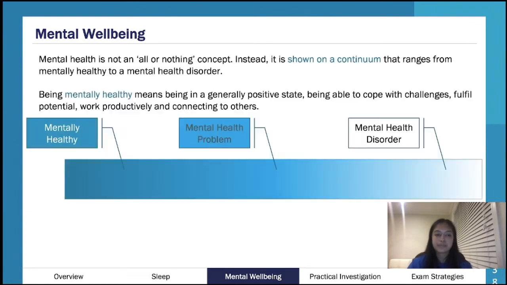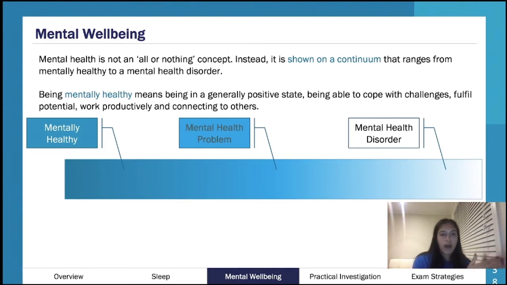Okay, so with our mental well-being or mental health, we look at it on a continuum. Kind of like what I was talking about before with consciousness. It's not mentally healthy and then you step down to a mental health problem and then step down to a mental health disorder. It's this idea that you can sit in a continuum, and in this aspect of being mentally healthy, you can sit right up here or you could sit right down here. There's still a lot of leeway within what is categorized as mentally healthy. So that's something to be aware of.